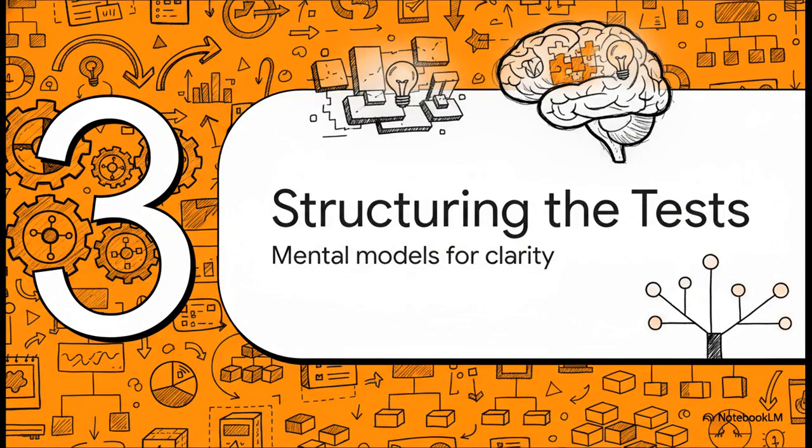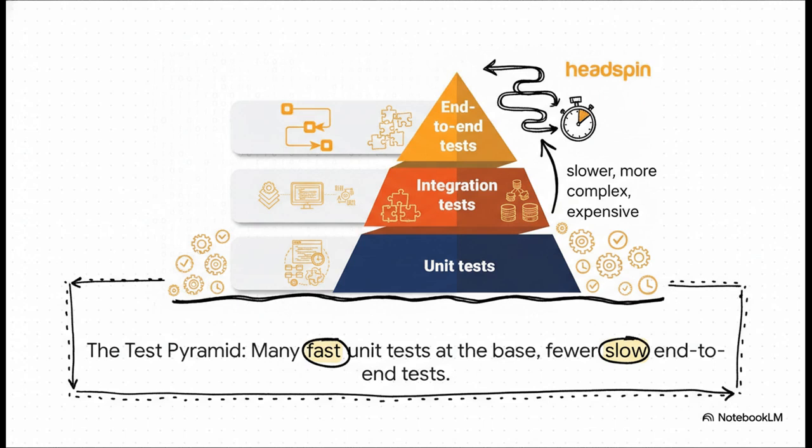Okay, we've got a plan and our priorities are set. So now what? How should you actually structure the tests themselves? Well, using some established mental models here can bring a ton of clarity and efficiency to the whole process. The test pyramid is a classic for a reason. It's such a great visual reminder to build a really strong foundation of fast, cheap unit tests at the bottom.